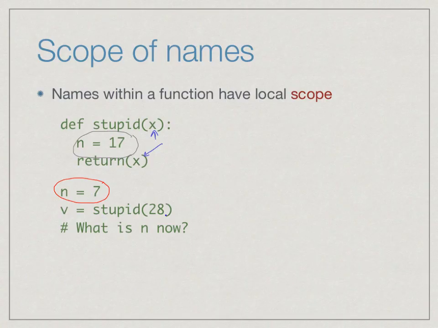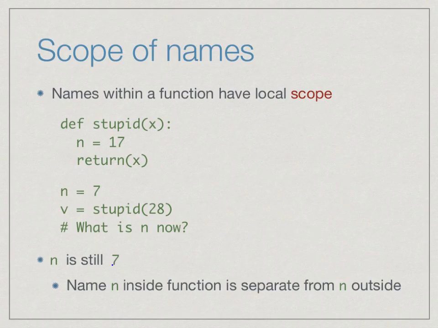Now obviously if we say stupid of 8, then v will be also the input, so v will become 28. The question is that while executing, the function internally set n equal to 17. So we have asked n to be 7, then we call this function, n became 17 inside the function. Is n 17 now or not? The answer is that n is still 7. That's because the n inside and the n outside are two different copies of n. So any name which is used inside a function is to be thought of as disjoint from the name outside. The names outside are not visible inside, the names inside are not visible outside.